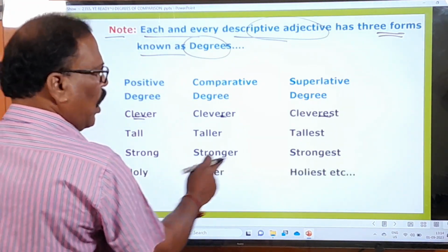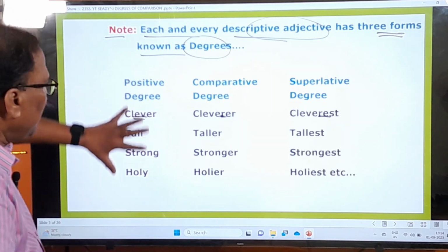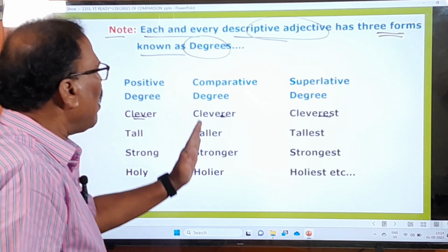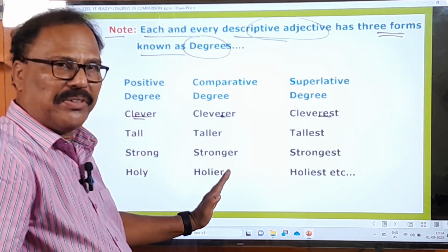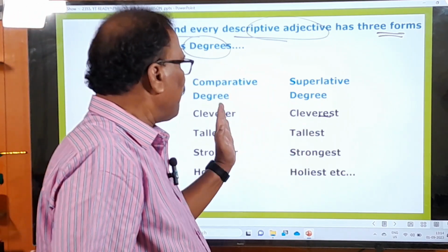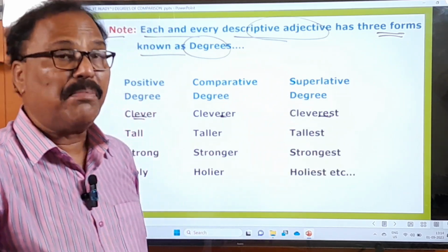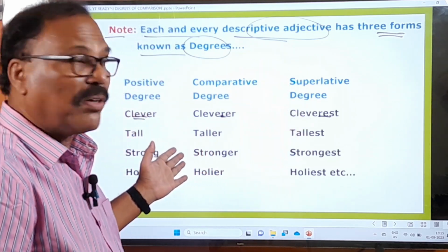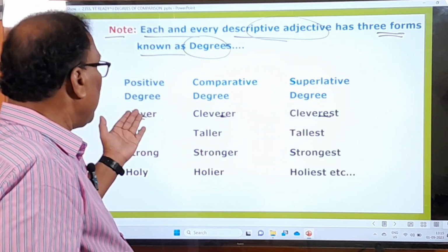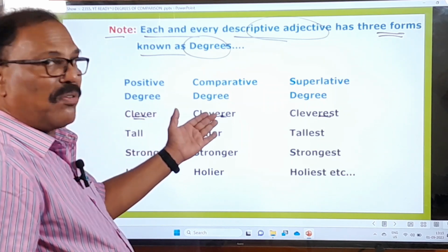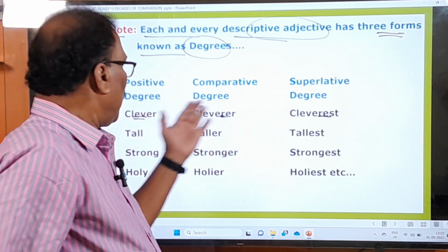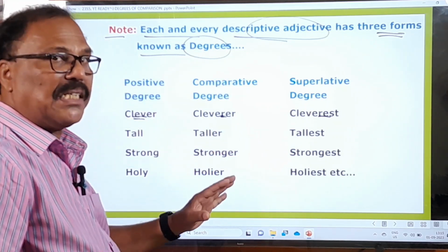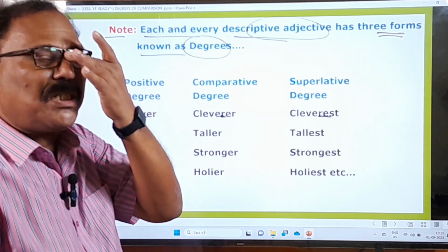Similarly, holy, holier, holiest. So in this way, all adjectives are said to be in the positive degree, but when you add er to them, they are turned into comparative degree, and when you add est to them, they are turned into superlative degree. But one thing you have to remember: it is not always the same. It is not always just simply adding er to the positive degree adjective to get the comparative, and est to get the superlative. Let us see what the changes are.